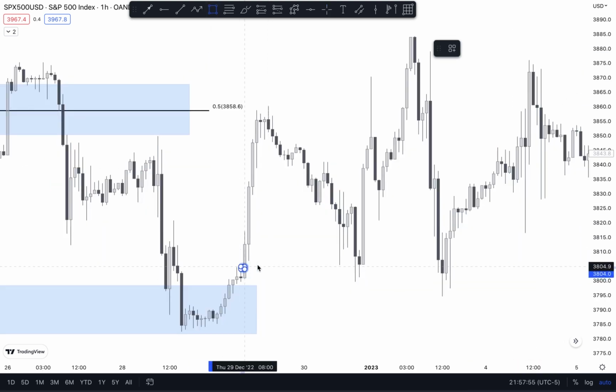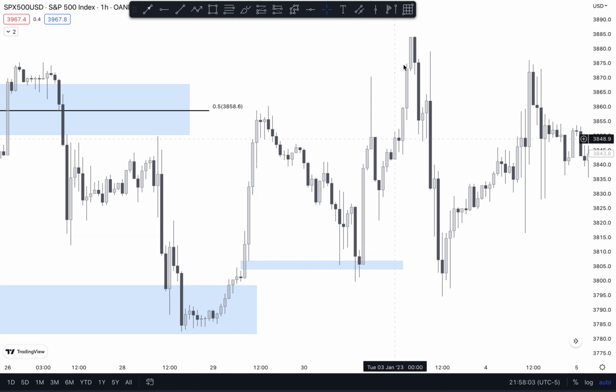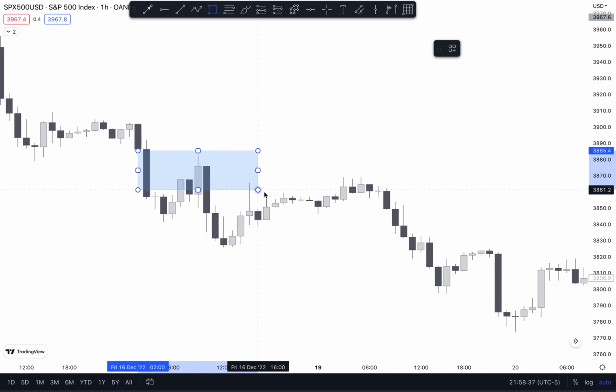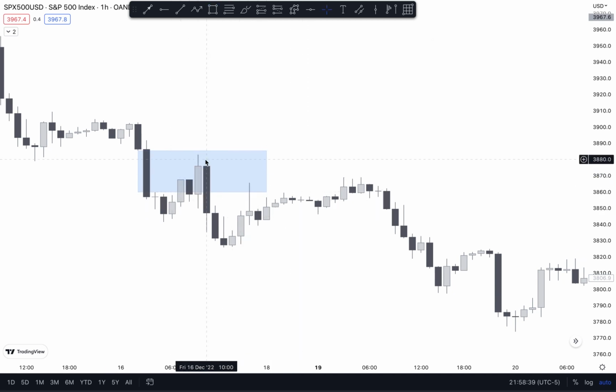Just like I see this imbalance right here, price came into it, filled it, played around in here a little bit, maybe even mitigating this order block right here, and then came up to the upside. I see another example right here. There's a wick at the bottom of this candle here. It goes all the way down to there, and price comes up and mitigates it perfectly. Fills in the imbalance and keeps on moving.